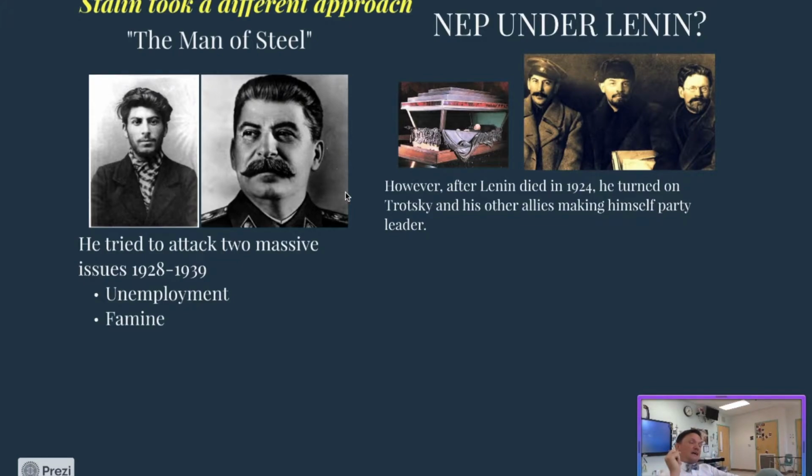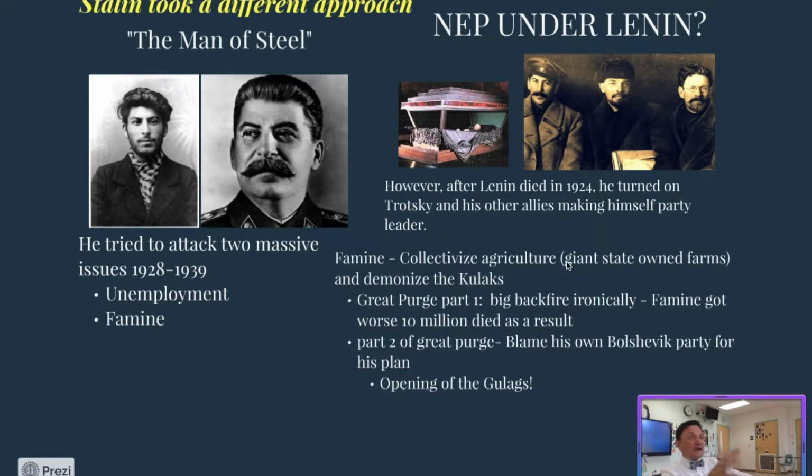Now, when Stalin comes to power as of 1928, he tries to attack two major issues. One, unemployment. Two, famine, right? So famine had to be solved due to the fact that there was a mass effort under Lenin to collectivize agriculture, right? To create giant state-owned farms and to strip land and money away from these people known as kulaks, right? Kulaks are middle-class farmers that owned land in Russia and actually profited off of their labor.